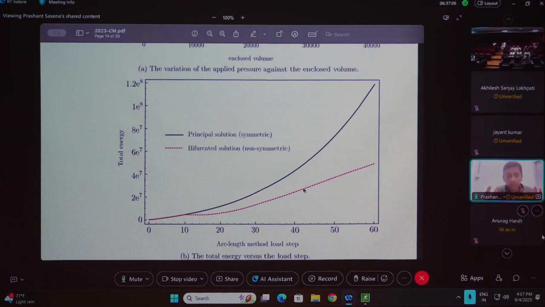So no matter what you do, the system is going to actually follow this, which is a real physical solution because it is a lower energy solution. And whatever you get here is an artificial mathematical solution which will never actually happen because there's a bifurcation point right there. So it's super important that you try to identify, by checking the eigenvalues, where the bifurcation point is, and then move in that direction.